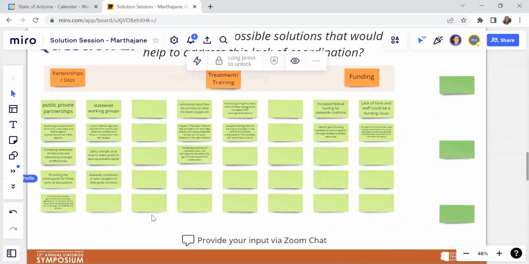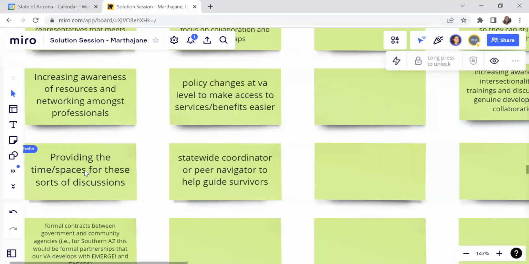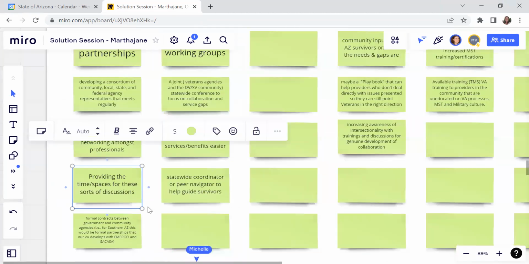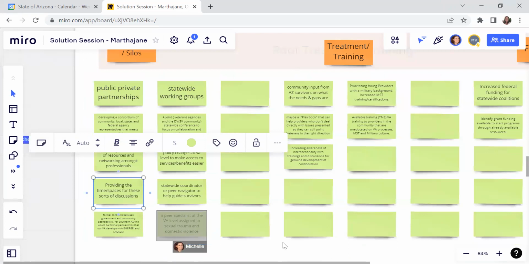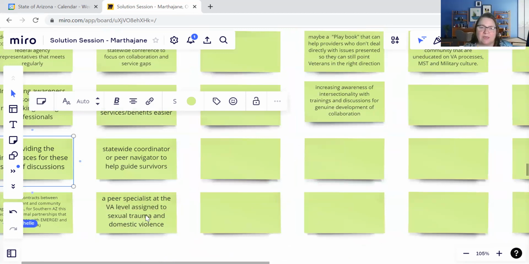So there's, I don't know if this got picked up, but there's providing the time or space for these sorts of discussions, right? Yep, I think we need more of these planning sessions. Yep, we've got it here. Peer specialist at the VA level assigned to sexual trauma and domestic violence.